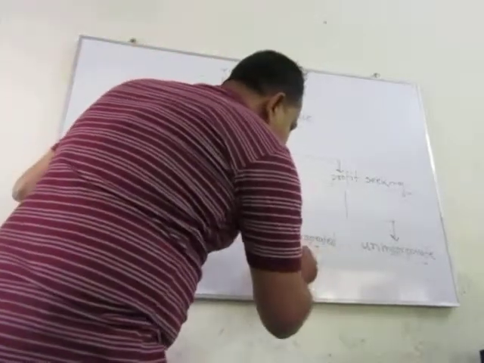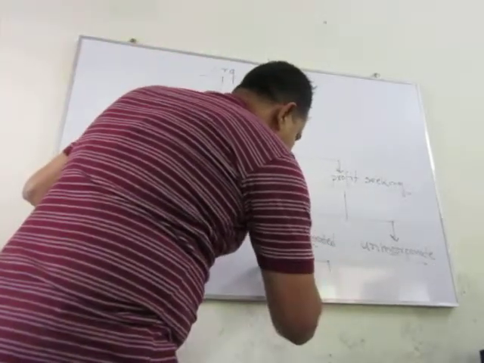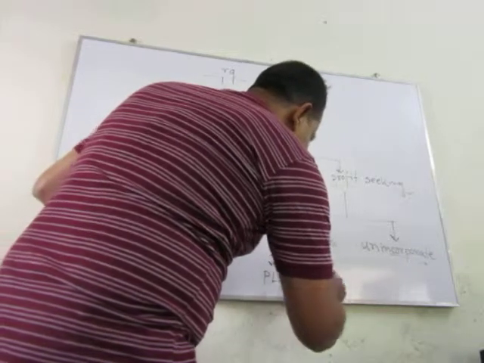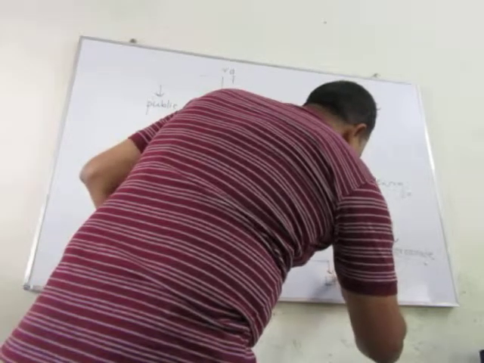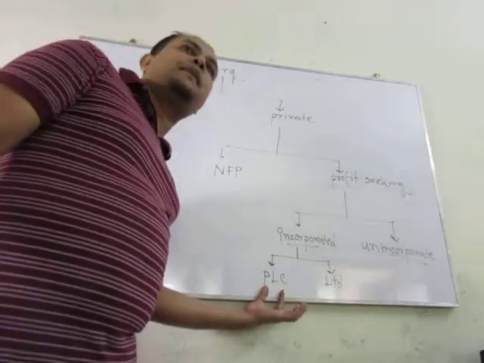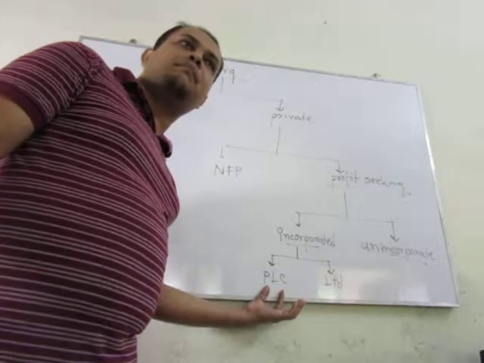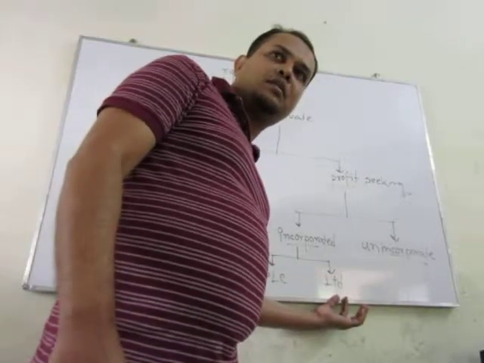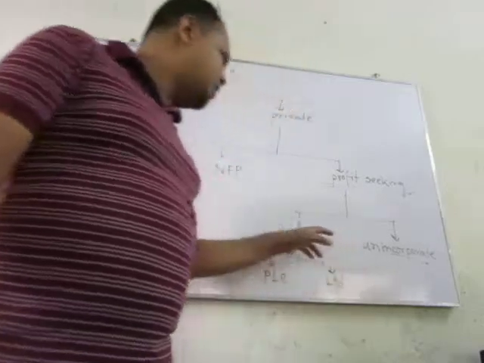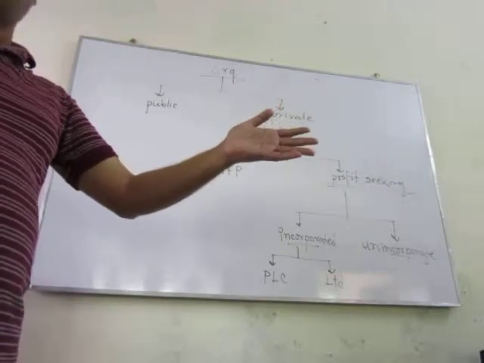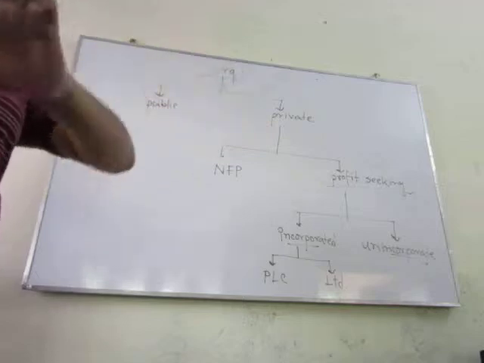These incorporated businesses are of two kinds. One is PLC and another is LTD. One is public limited companies and another is limited liability companies. Clear? Incorporated means, we have already discussed, there is ownership, business and owners are separate. Clear? Business and owners are separate. Business is a separate entity.